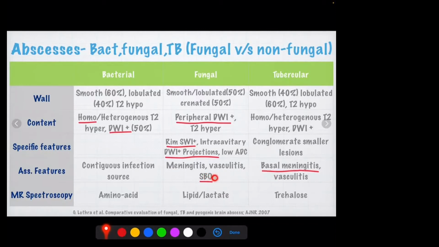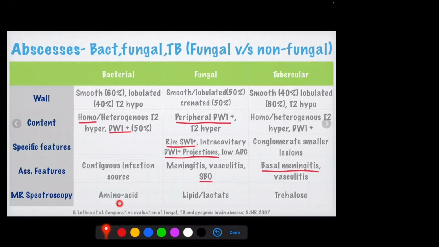It comes from the hematogenous source. For fungal, specifically we look for skull-based osteomyelitis, which can suggest it more so compared to TB. And MR spectroscopy, again, I would not try and interpret it so much because it is inconsistent in its evidence for its utility in differentiating the cause of the abscesses.